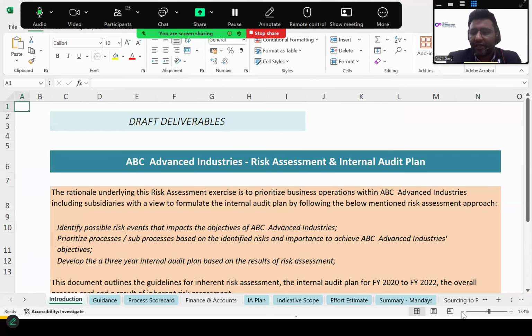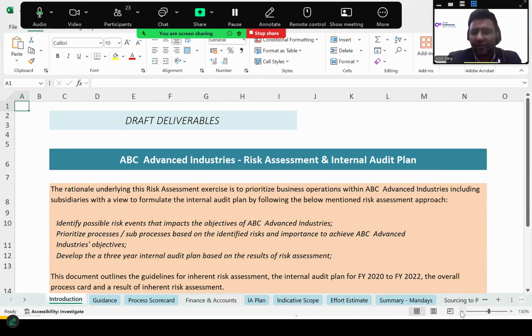Let me know, people, if you can see an Excel file, yes or no here. Everyone, can you all see the Excel file? Yes or no? Yes. Yes.